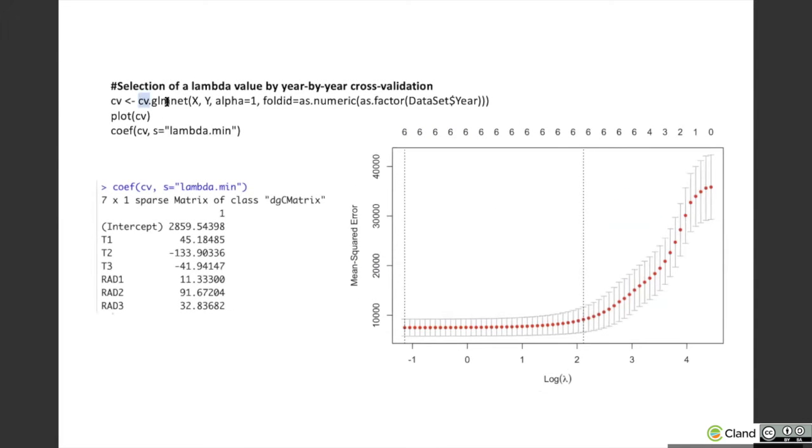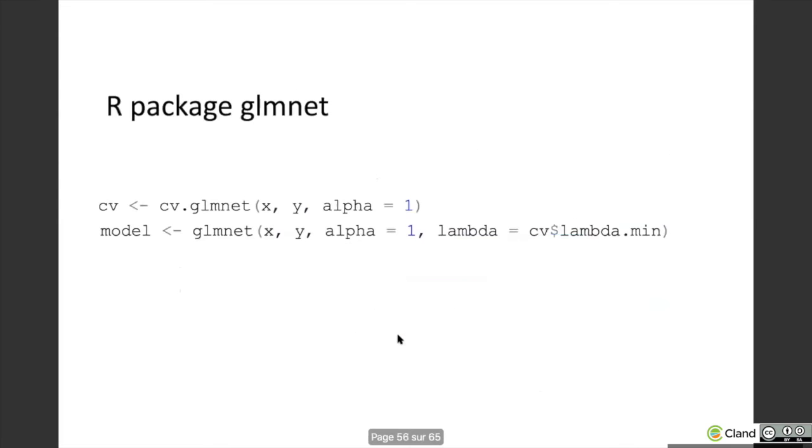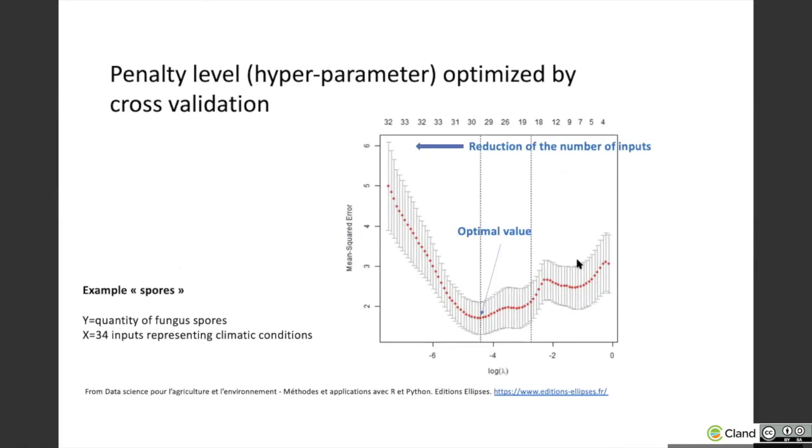Now let's proceed with the cross-validation to optimize the value of lambda. So I use the function cv.glmnet, and I generate this plot here. You can see that the shape of the red points here is a bit different from the shape of the red points in the previous example. In that example, on the spore data, the mean square error was very large for the big models, including a lot of non-zero parameters. The mean square error was also very large for very small models, including very few input variables. And the mean square error took its optimal value for an intermediate value of lambda, leading to a model including 29 non-zero coefficients out of 34.